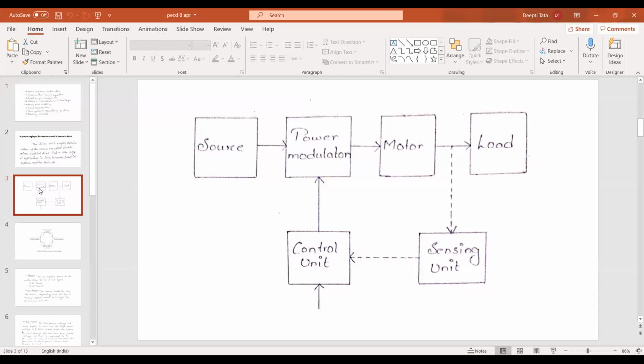At which part? Control unit, sensing unit. Power modulation, I think. You people are saying that in this control unit or our sensing unit, the drive is going to be present, right? Please respond.